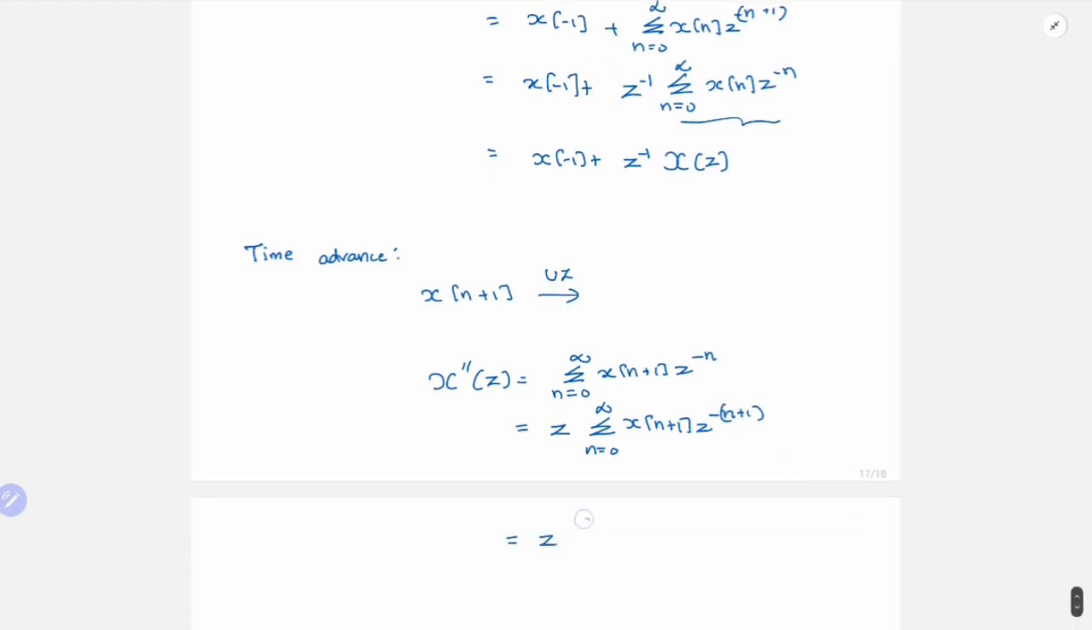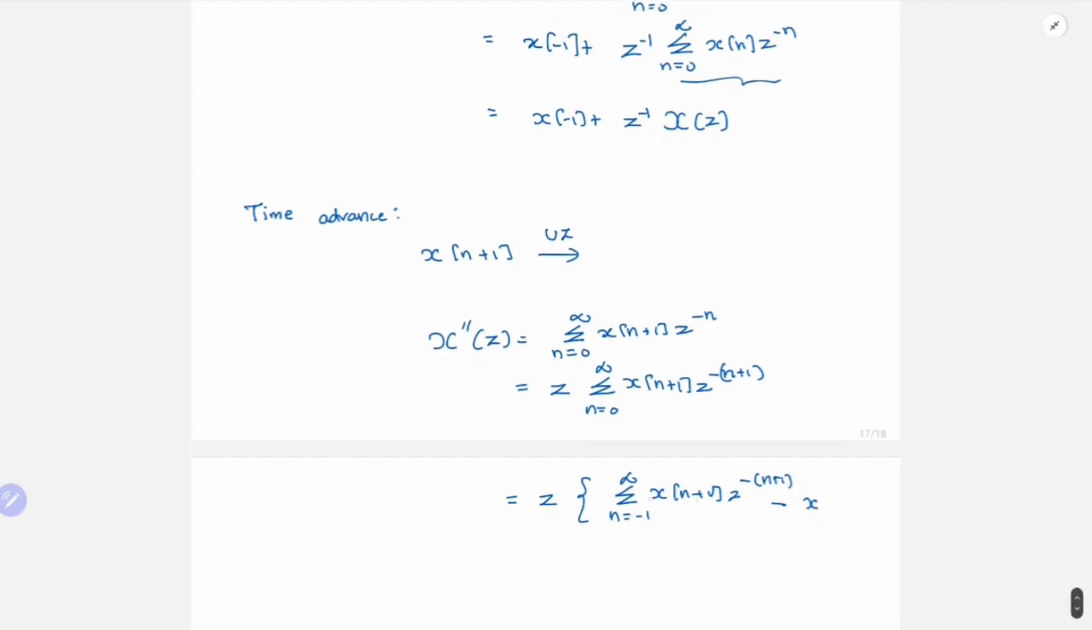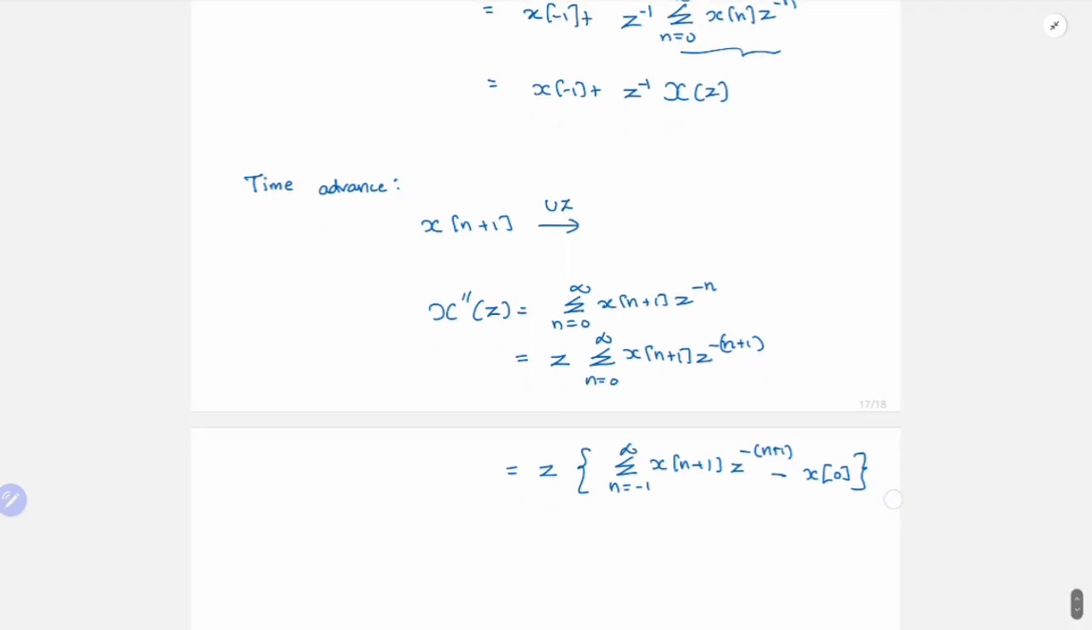Then I'll add summation n equal to minus 1 to infinity x of n plus 1 z power minus of n plus 1, minus the x of 0 term, since I added it here, which wasn't there. This one starts from x of 1. So here n equal to minus 1 means I am starting from x of 0, so I also need to subtract it. And z power minus of n plus 1 for n equal to minus 1 will be z power 0, which is 1. So there will not be any coefficient here.